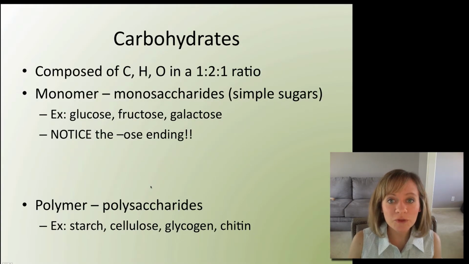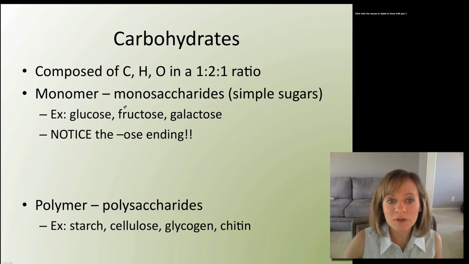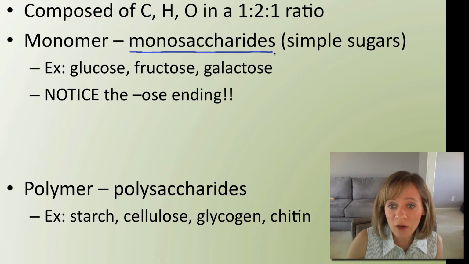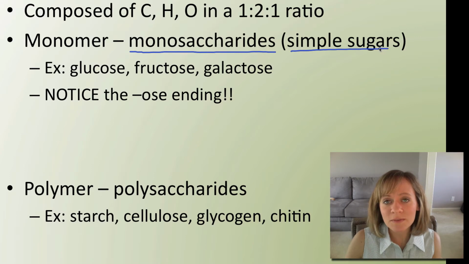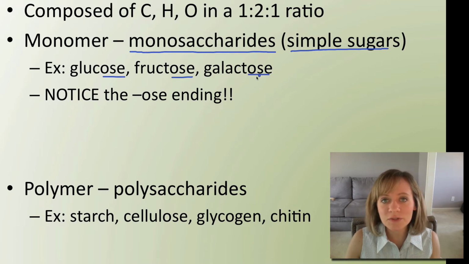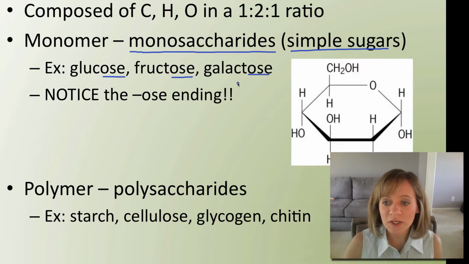So we're going to start with the first macromolecule of carbohydrates. All carbohydrates are composed of the atoms carbon, hydrogen, and oxygen in always a 1 to 2 to 1 ratio. The monomer of carbohydrates is called a monosaccharide. This is simply a simple sugar, and some very common examples of simple sugars are glucose, fructose, galactose. Notice that OSE ending. Whenever you see a molecule with the OSE ending, you know that that is a carbohydrate or a simple sugar. So here's an example of that.